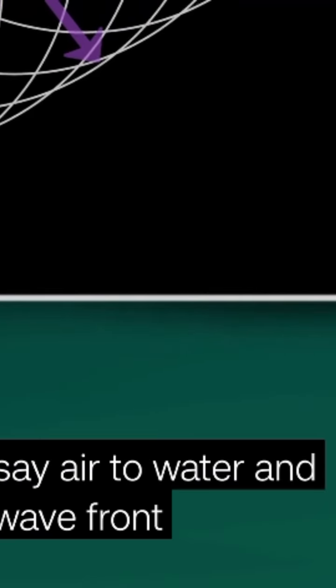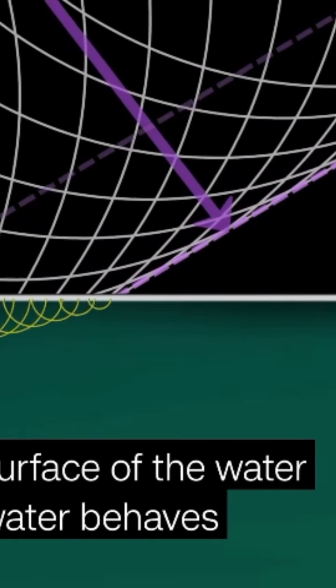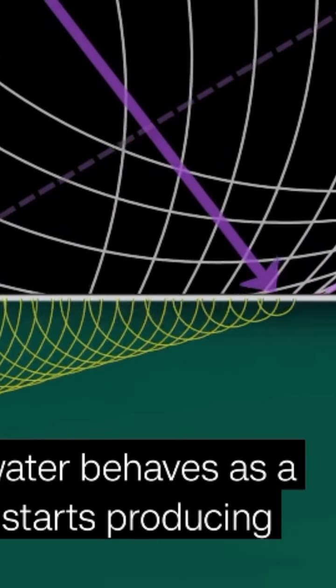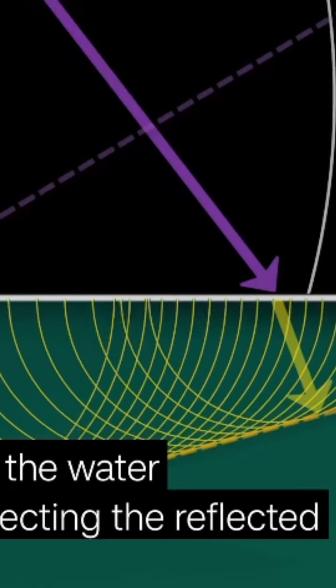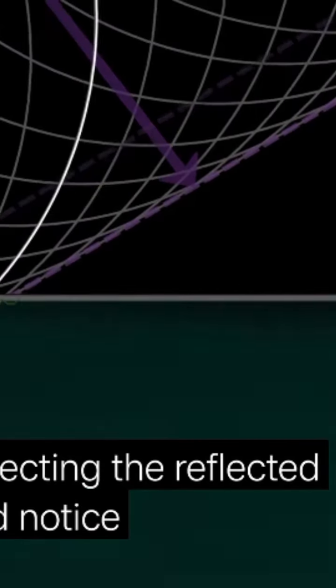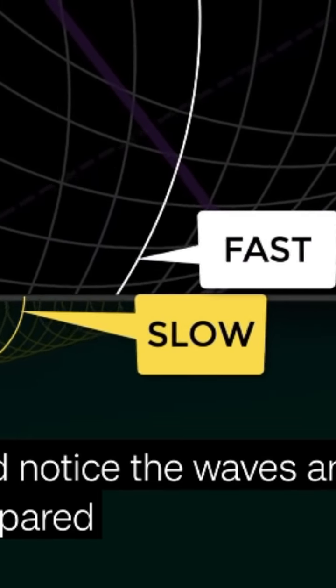But can we use this to prove laws of refraction? Let's say we have light moving from one medium to another, say air to water, and here is our incident wavefront. The moment it hits the surface of the water, every point on the water behaves as a Huygens source and starts producing secondary waves in the water. We are of course neglecting the reflected waves over here. And notice the waves are slower in water compared to that of air.